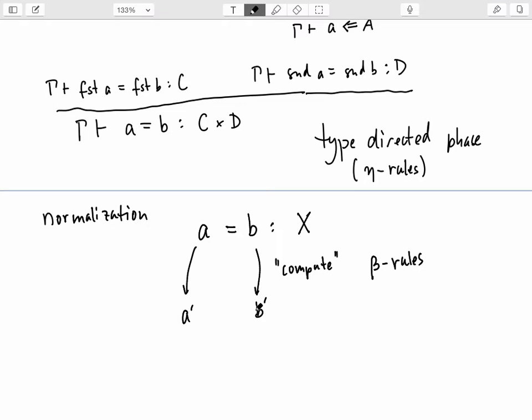Well, if that's the case, then I compare the constructors. If they're the same, I continue. If they're not the same, I say this is not equal. And then I continue with the subterms. So I compute lazily, just so that I get the outer constructors out of them. So this is what's normally known as weak head normal form.